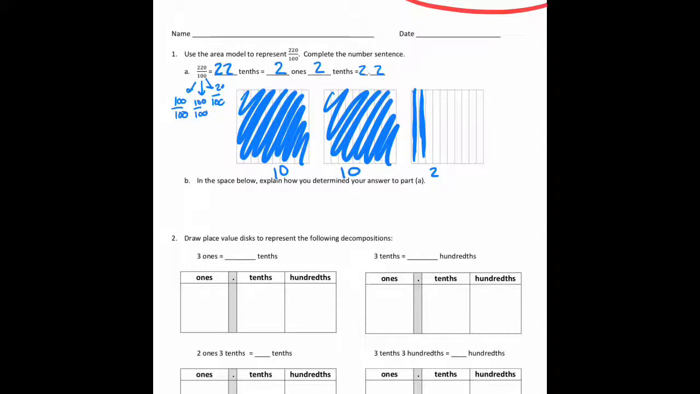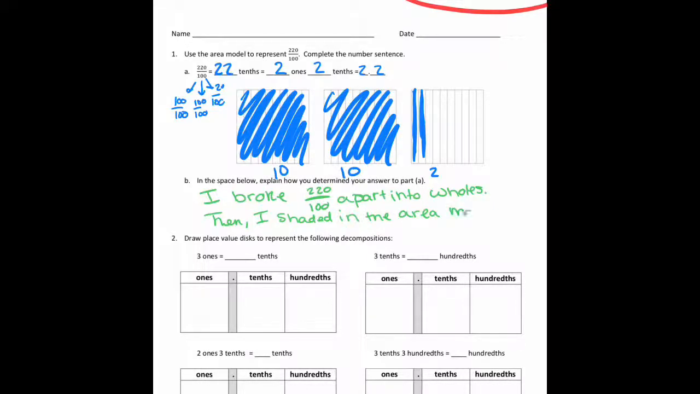And on part B it says, in the space below, explain how you determined your answer to part A. So what we did was we broke down 220 hundredths into wholes, and then we basically used the area model to graph our tenths. So you can write whatever you need to explain what you did, but I'm writing this. So I broke 220 hundredths apart into wholes. Then I shaded in the tenths, or in the area model, to find how many tenths.